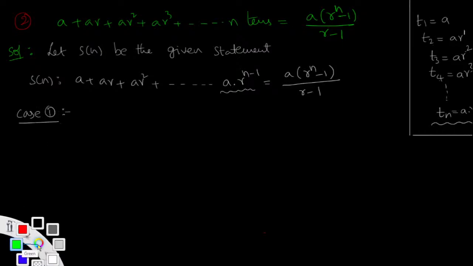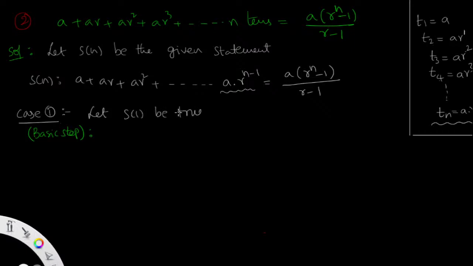That is the basic step. Let us assume that S of 1 be true. In the place of n you can write 1. So then you can get the value. S of 1 is true or not, we have to check it. So in the place of n you write 1, which means 1 minus 1, that is 0. r power 0 means a only. Then all are in the first term. S of 1 means the summation has only the first term, write it as a only.